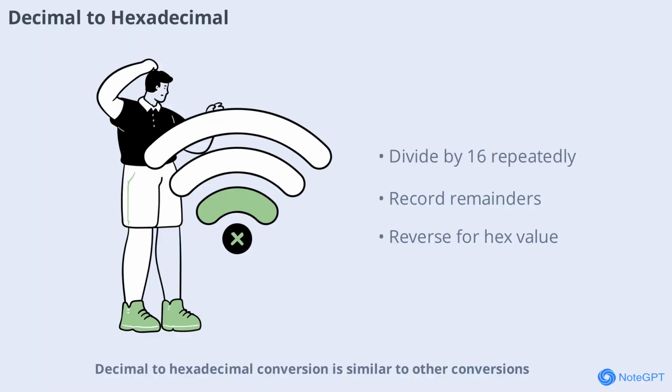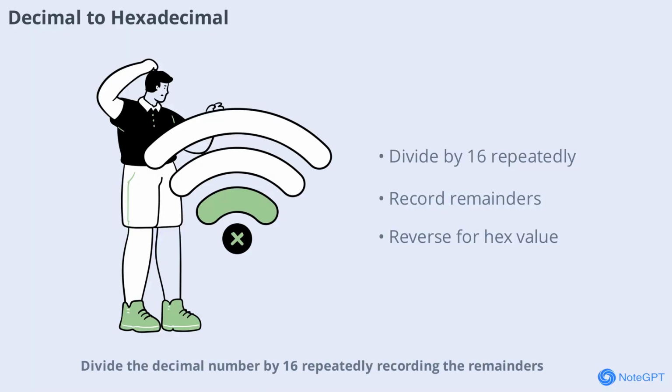Decimal to hexadecimal conversion is similar to other conversions. Divide the decimal number by 16 repeatedly, recording the remainders.